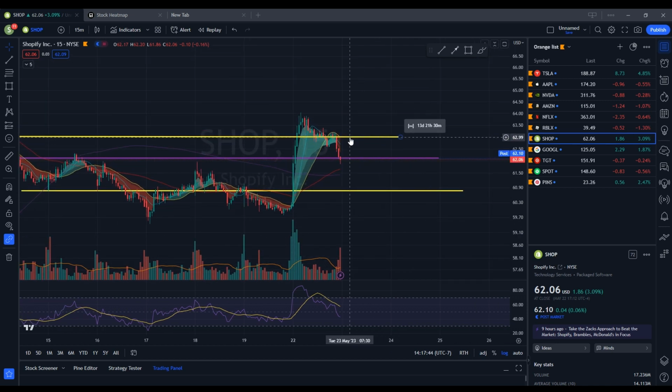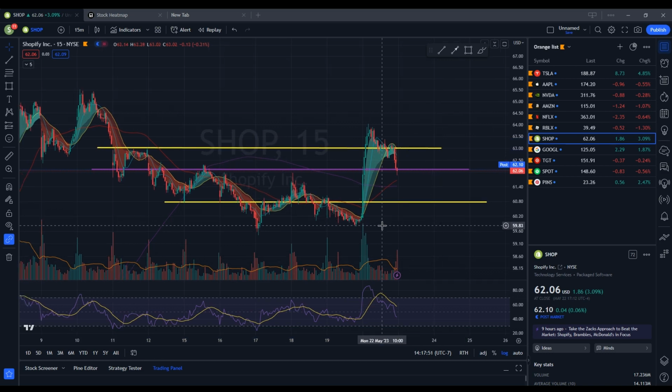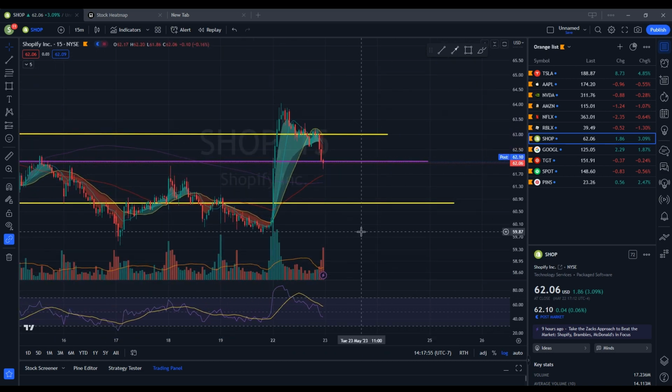If we do get a bounce, I don't know if I want to play it, because the potential bounce would be up to 63, which is only 70 cents, right? You have all this consolidation and stuff. So I would potentially just play the downside, because I think that's the better profit margin to your risk.